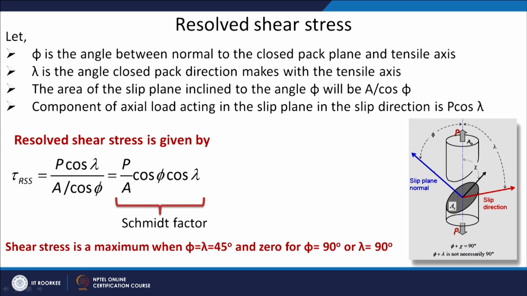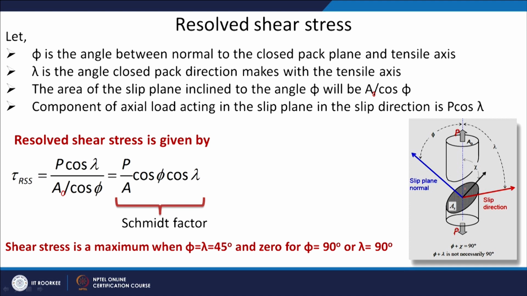the area, this is my area A naught, but my shear stress is acting on the area which is given by AS. So, the area which I am resolving here will be A upon cos phi, that is what I am writing there. Let us say that this is A naught here, and the slip direction is your tensile. I am resolving the P for stress in the direction of slip. So, this will be P cos lambda.